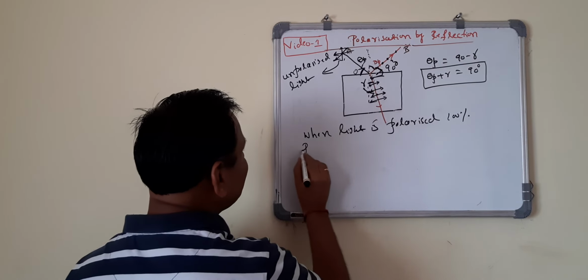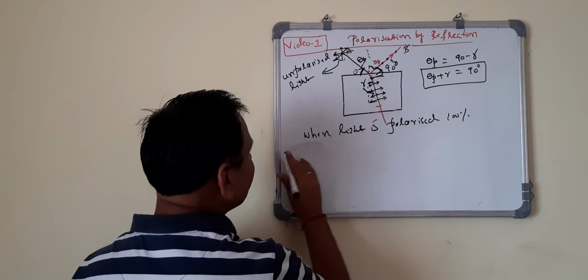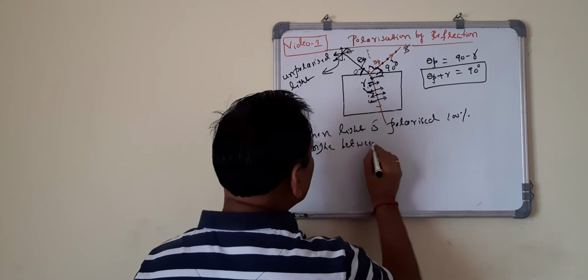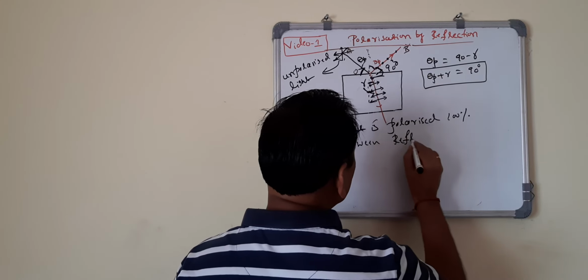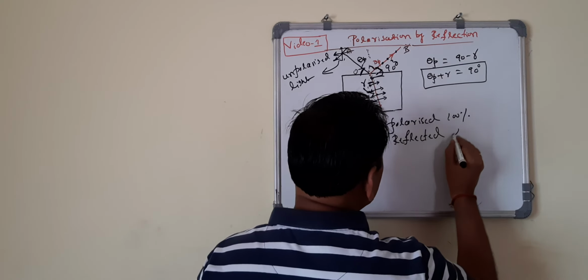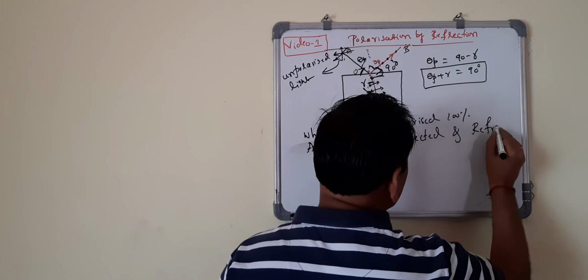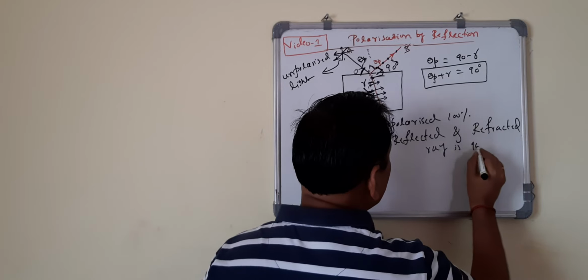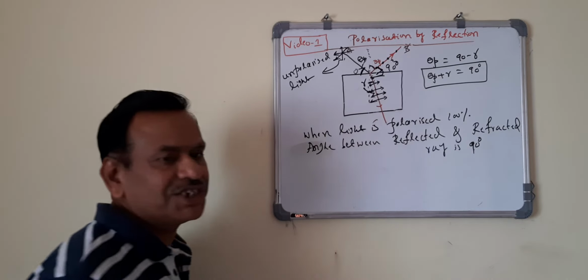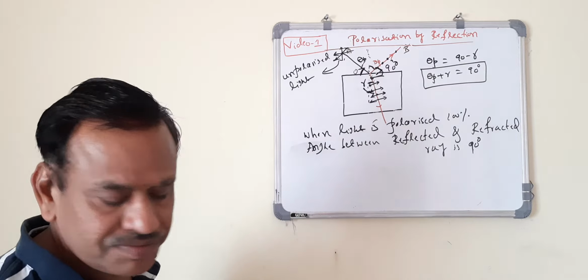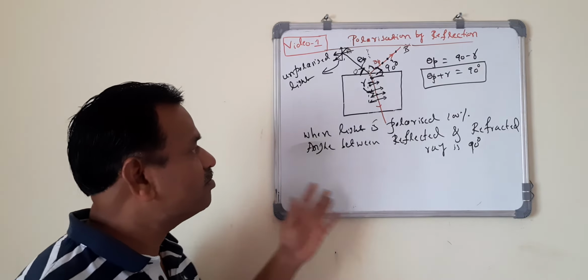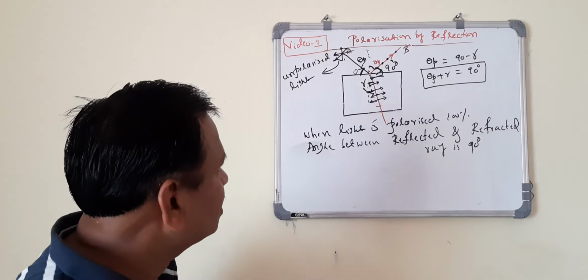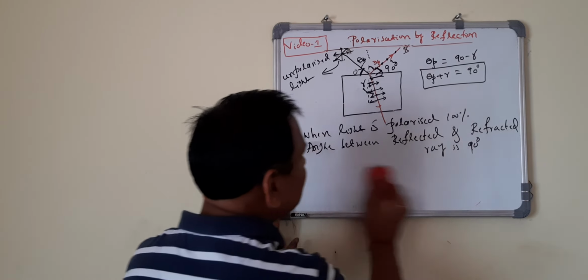100% reflected ray, the angle between reflected and refracted ray is 90 degree. This is the statement. It is very, very important. Sometimes we get problems on this also. If you want, I will explain it once again.